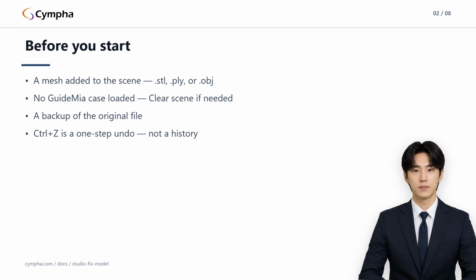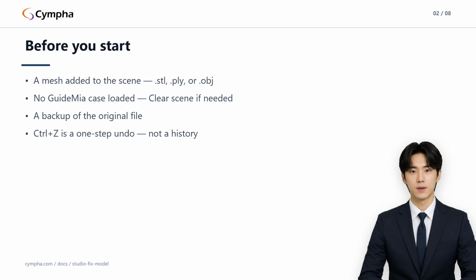3. And don't skip this, a backup of the original file. Fix Model rewrites geometry in place. Ctrl-Z restores the previous geometry, but it's exactly one step of undo, not a history. If you only notice a problem after further edits, the backup is your way home. Sign into studio.cympha.com and open your mesh.